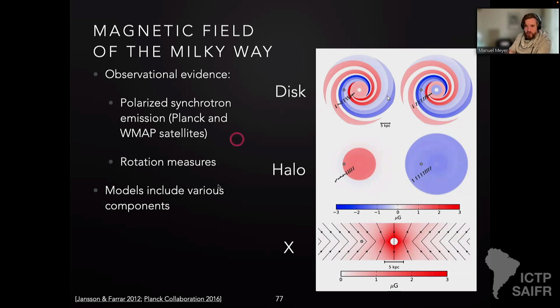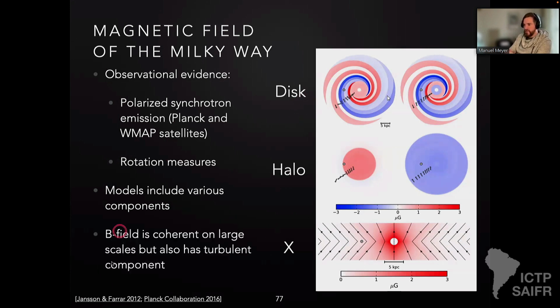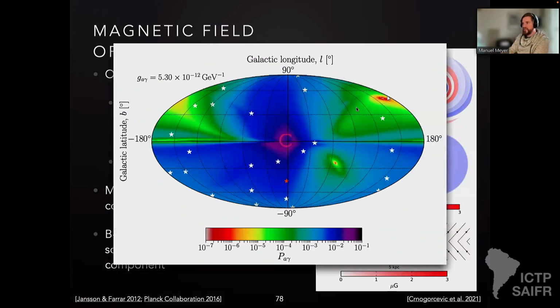And if you take this model and then you calculate the photon... the B field is actually here on a large scale, but also has a turbulent component. But if you take, for example, this model here, and then you calculate the photon oscillation probability for something coming from outside our galaxy going in all the way to us, then this is what you find.